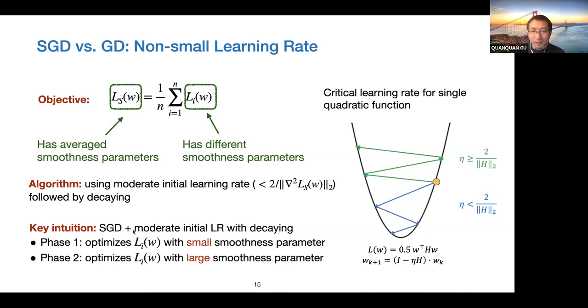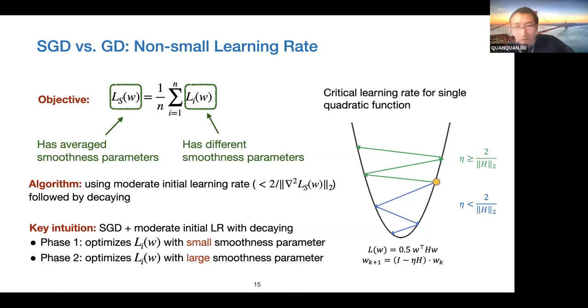And the key intuition for SGD with moderate initial learning rate is at the first phase, okay? In the first phase, because the learning rate is large, we are able to optimize those component functions with a small smoothness parameter, okay? So remember that if this learning rate is relatively large at the beginning, for example if eta times some eigenvalue of H is large, then you are able to minimize some component function with a small smoothness parameter. And after you do learning rate decay, this eta becomes smaller and smaller. Then what you can optimize will be those components with large smoothness parameter. Okay, so this is just some intuitive idea. I will make it more formal in the next few slides.